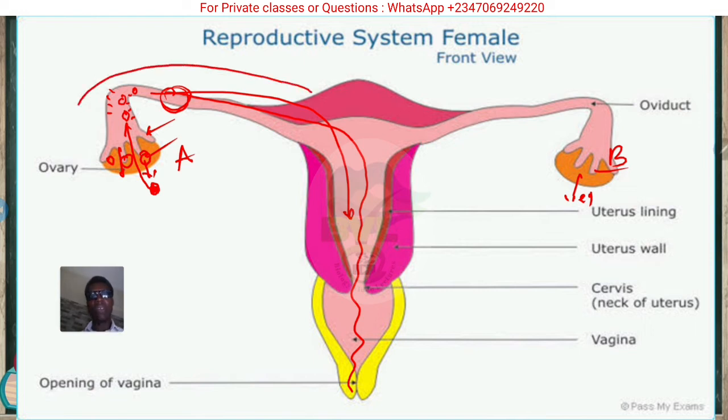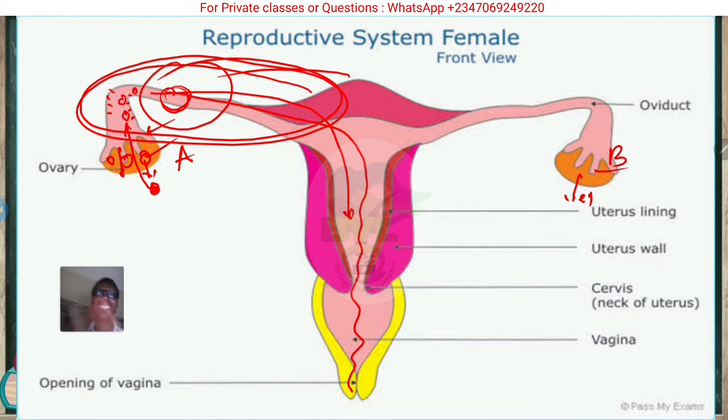In the fallopian tube. There's a particular name for it anyways. This place is actually called ampulla, but you won't be asked that sincerely. But just fallopian tube or oviduct, that's where fertilization takes place. So when it has been fertilized here, then the cilia will take the fertilized egg and bring it here to get attached so that pregnancy can occur.